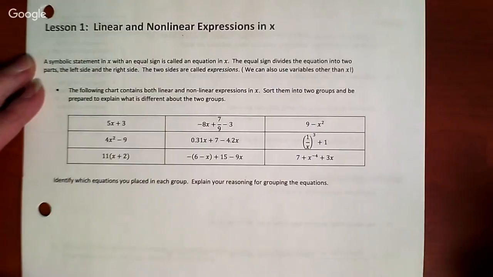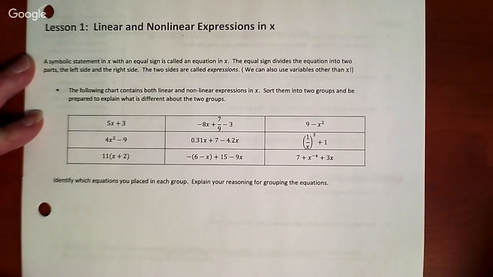Okay, this is Unit 4A, Lesson 1, Linear and Nonlinear Expressions in X. A symbolic statement in X with an equal sign is called an equation in X. The equal sign divides the equation into two parts, the left side and the right side. The two sides are called expressions. We can also use variables other than X. The following chart contains both linear and nonlinear expressions in X. Sort them into two groups and be prepared to explain what is different about the two groups.